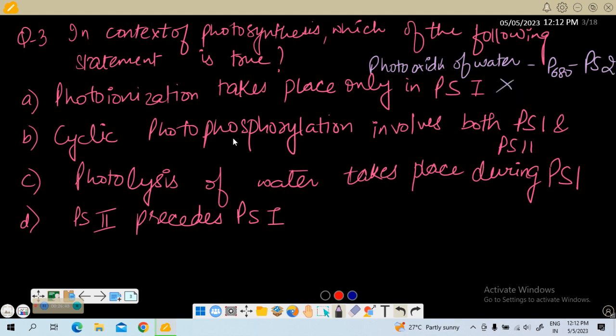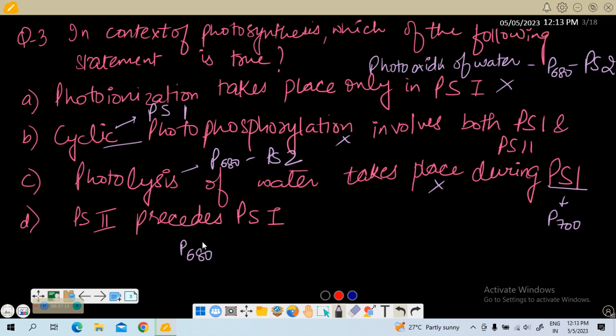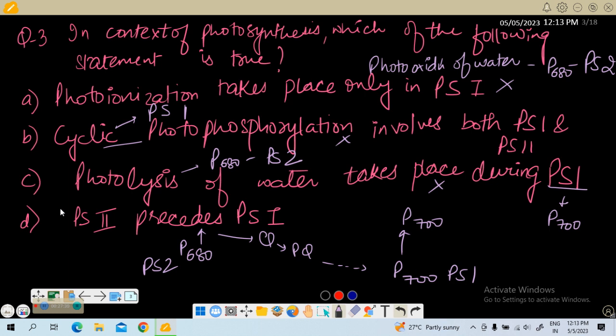So this is wrong. Cyclic photophosphorylation involves both PS1 and PS2? In cyclic, only PS1 is there, right? Photolysis of water takes place during PS1? In PS1 what is there? P700. But photooxidation takes place in P680, that means PS2. So this is wrong. PS2 precedes PS1. Precedes means the PS2 reaction takes place first and after that PS1. So this is true. First the P680 reaction takes place, photooxidation of water, then it goes to quinone, then plastoquinone, then PQH2 and further to P700. So this is photosystem 2 and this is photosystem 1. Okay, so D is the right one.